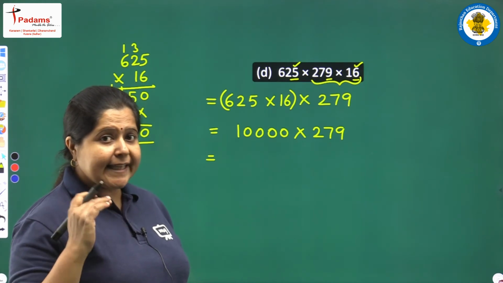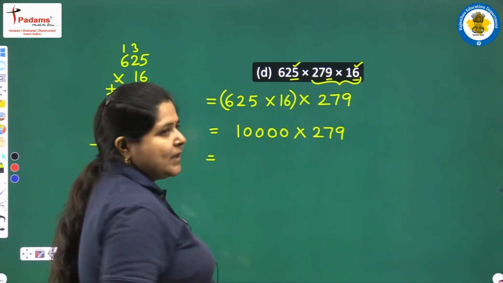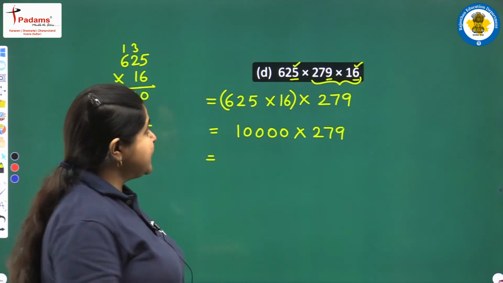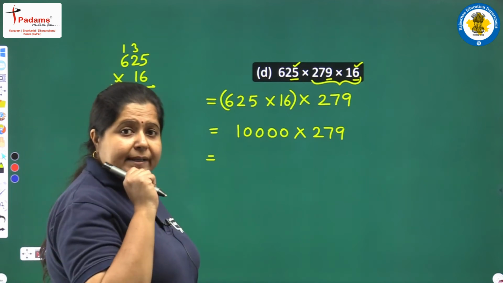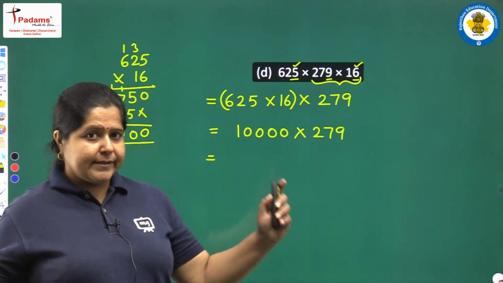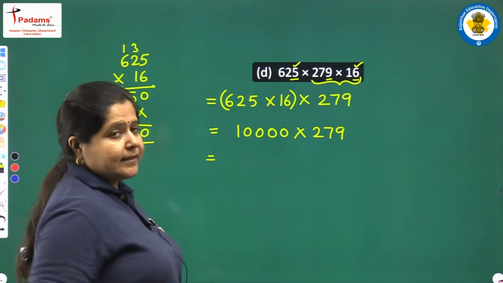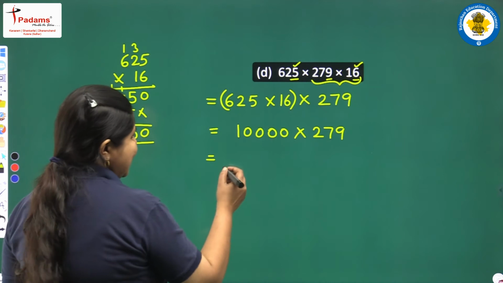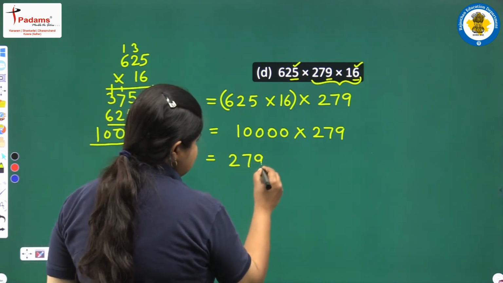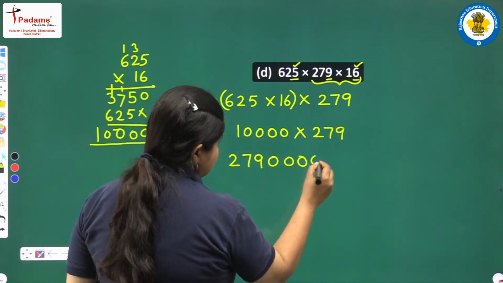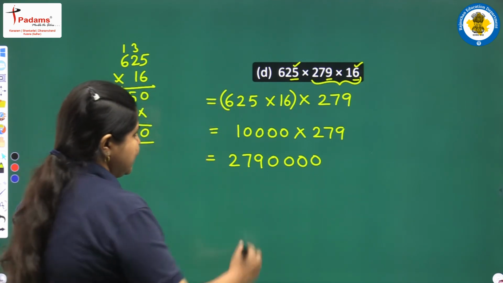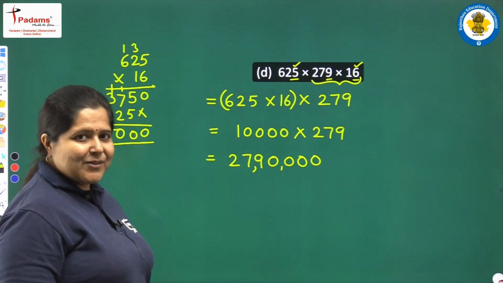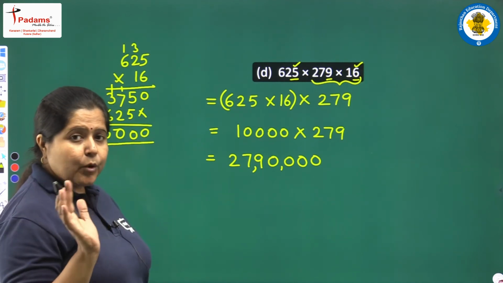If you were originally thinking that let me multiply the three numbers, now you can think how much time consuming it would have been to multiply 625 by 279, then get a long result and then multiply it by 16. And now you can see how quickly you are getting the answer. It will be 279 and 1, 2, 3, 4 zeros. It will be again 27,90,000.